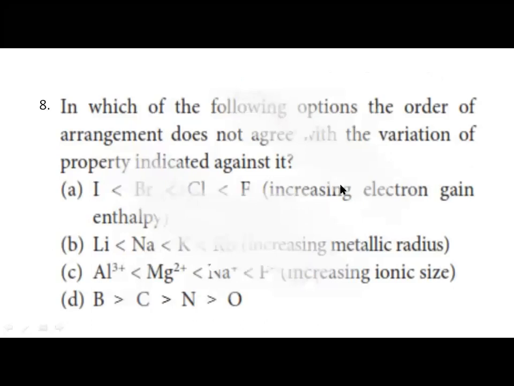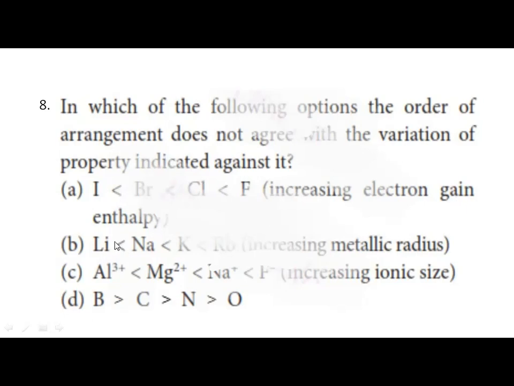Next question. The question is not printed properly. I'll read out the question. In which of the following options does the order of arrangement not agree with the variation of the property indicated? So I is less than Br is less than Cl is less than fluorine. What is the property? Increasing electron gain enthalpy. Electron gain enthalpy of iodine is less than bromine, which is less. Less means it is less negative than chlorine, which is less negative than fluorine.